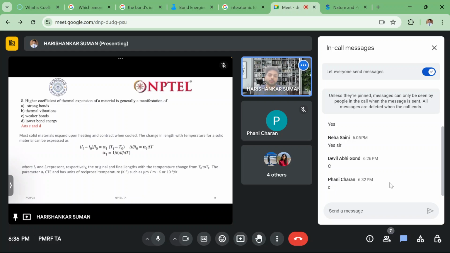Let's see how we can relate. Most solid materials expand upon heating and contract when cooled. The change in length with the temperature for a solid material can be expressed as, where alpha is the coefficient of thermal expansion.